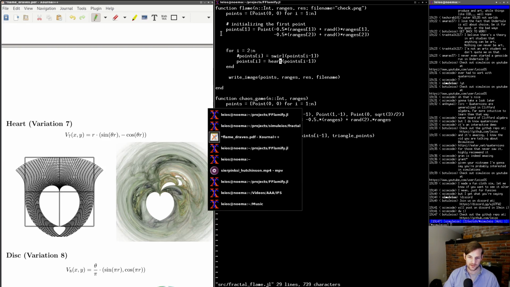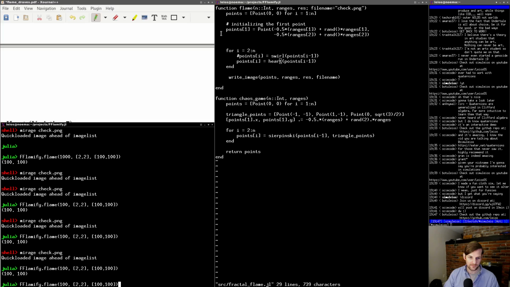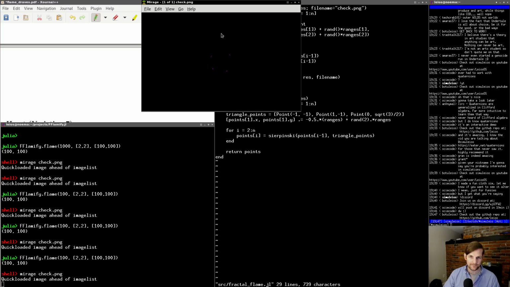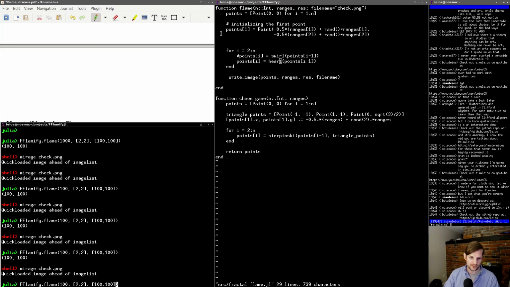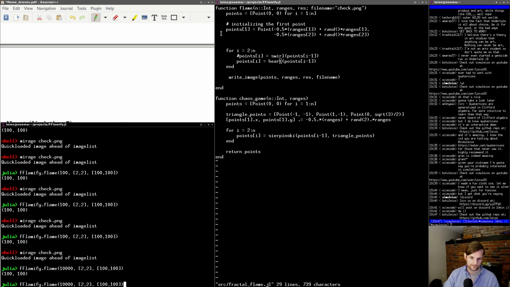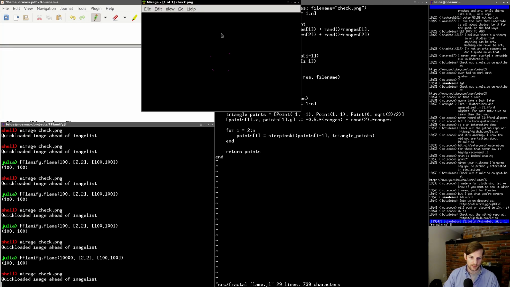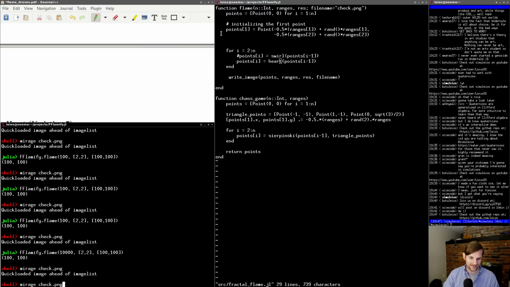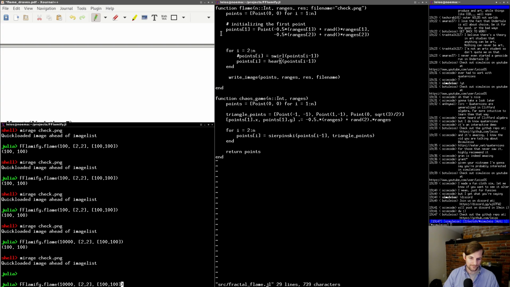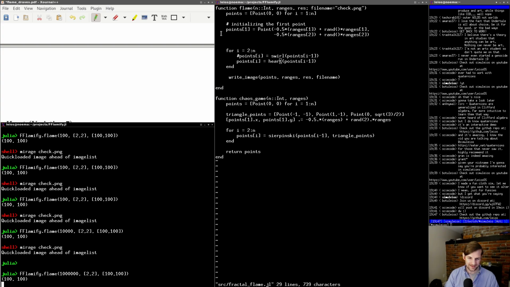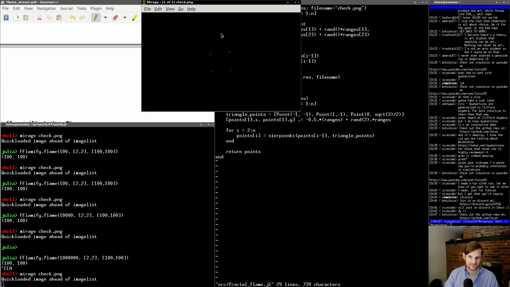Okay, so let's see what this does. Go over here, run flamify.flame, take a look at the image, increase the number of points a bit, check.png. Okay, that did not quite work. Try that one more time. Increase the number of points again. Okay, we're really not getting anything, are we? Why, though?